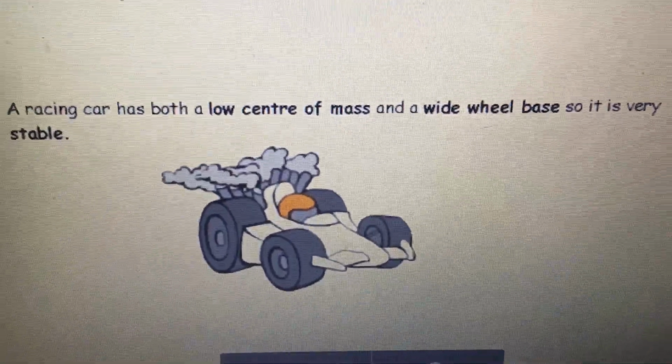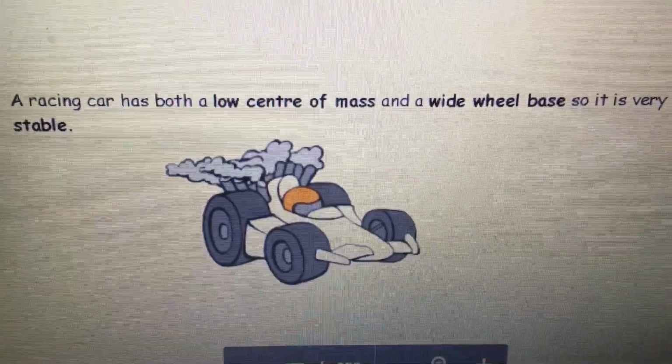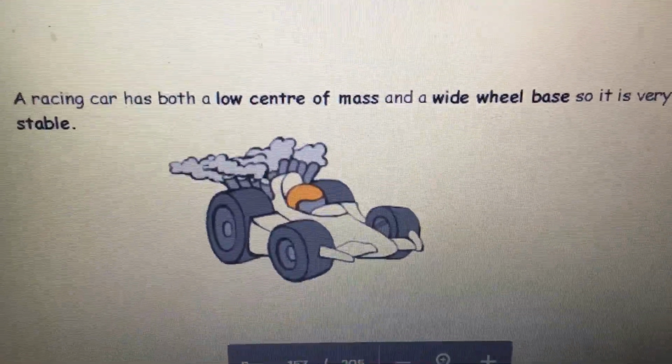A racing car is another example of a stable object. It has a low centre of mass and a wide wheelbase, so it is very stable.